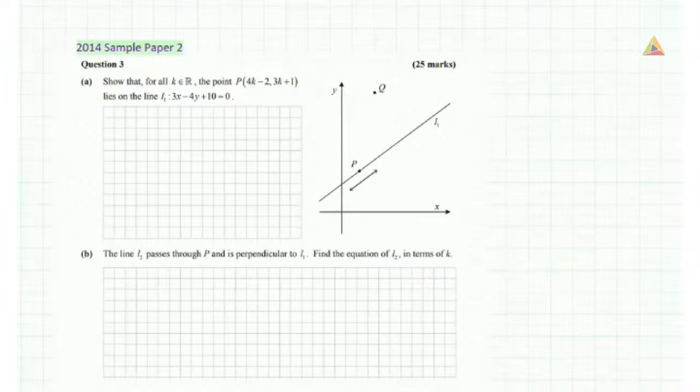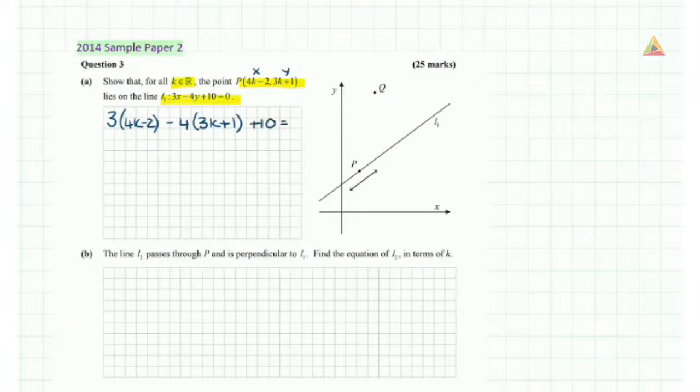2014 sample paper 2 is this one, and it's also question 3. So the first part, show that for every value of k, a real number, that point is on that line. So this is similar to the junior cert question we had. That's going to be my x, that's going to be my y coordinate, and we're simply just subbing in. So it becomes 3 bracket 4k minus 2 minus 4 bracket 3k plus 1 plus 10 is equal to 0.